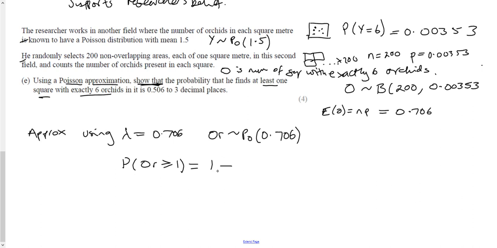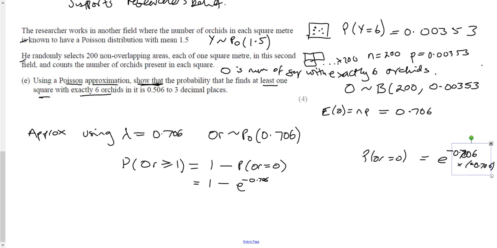So what's that? Well, all probabilities add up to 1, and the only option we don't want is that the number of orchids is 0. So using R might not be the most useful letter there. How do we work out the probability the number of orchids is 0? Well, if you remember from your Poisson distribution or look up in the formula book, that's e to the minus lambda times lambda to the power of x over x factorial. So the probability of orchids equals 0 would be e to the minus lambda times lambda to the power of x, x being 0, over x factorial.